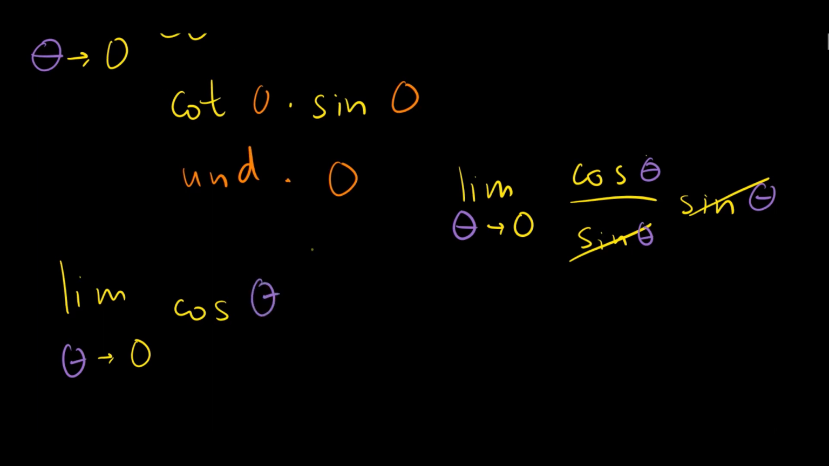And as it turns out, when we plug in that 0 into cosine, we end up with cosine of 0, and we very easily know that to be 1. So that becomes our final answer, just that 1 right there.